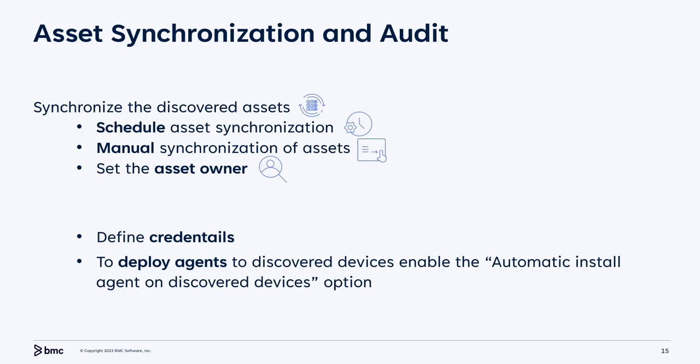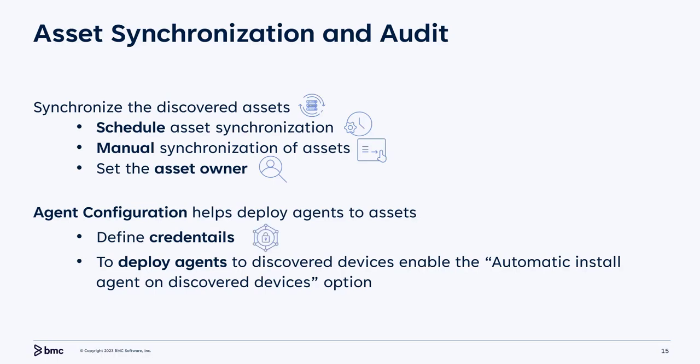For Trackit to conduct a complete inventory scan and enable remote control functionality, it is imperative to install an agent on computer system. This installation process is facilitated through agent configuration. Within the agent configuration page, you are required to specify the credentials for deploying agents to devices. And to streamline the agent deployment process, you also have the option to automate it by enabling the automatic install agent discover devices option.